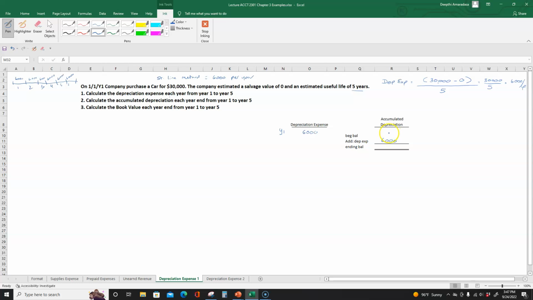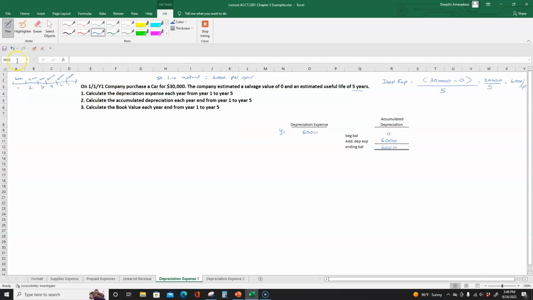If accumulated depreciation had a beginning balance, we would have that, but this is year 1, so no beginning balance. Therefore, the ending balance of accumulated depreciation is $6,000. That's to help you understand when we're recording the depreciation expense as an adjusting entry. That took care of question 1 and question 2. Now, question 3 says calculate the book value. We haven't done each year, we've just done year 1 so far.